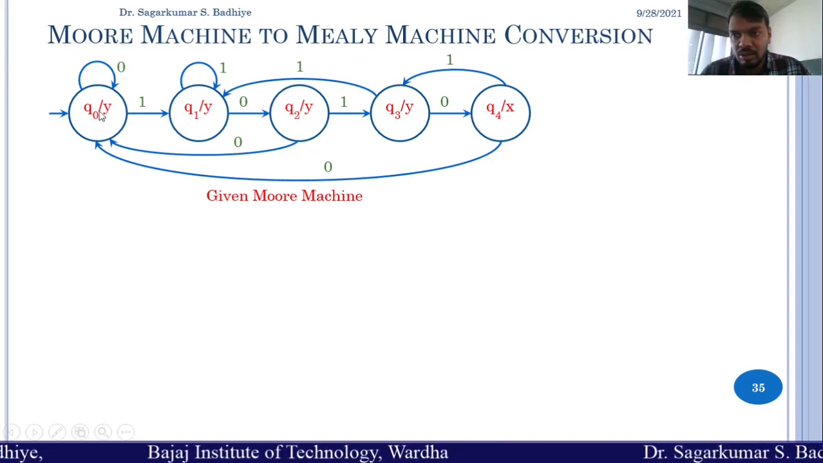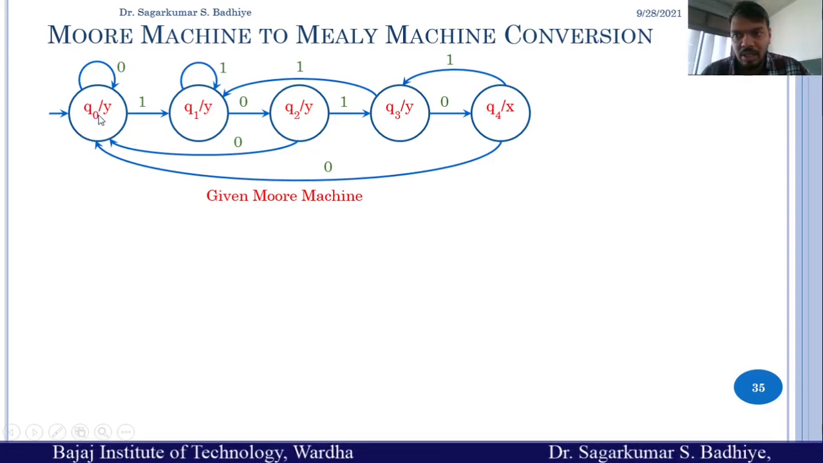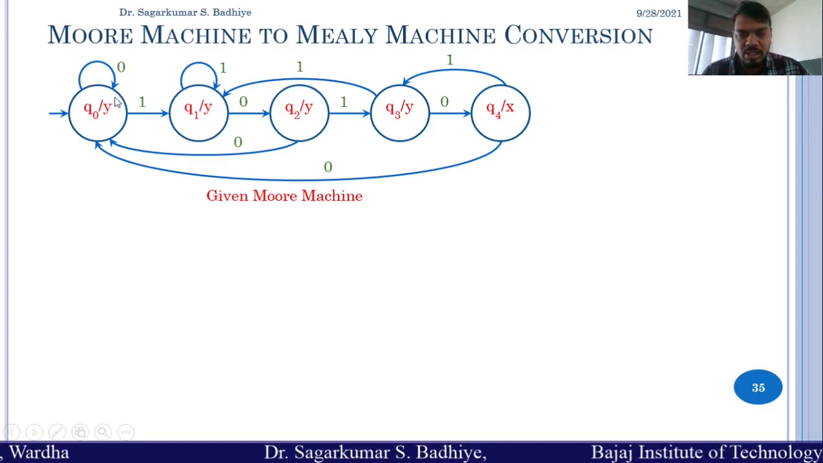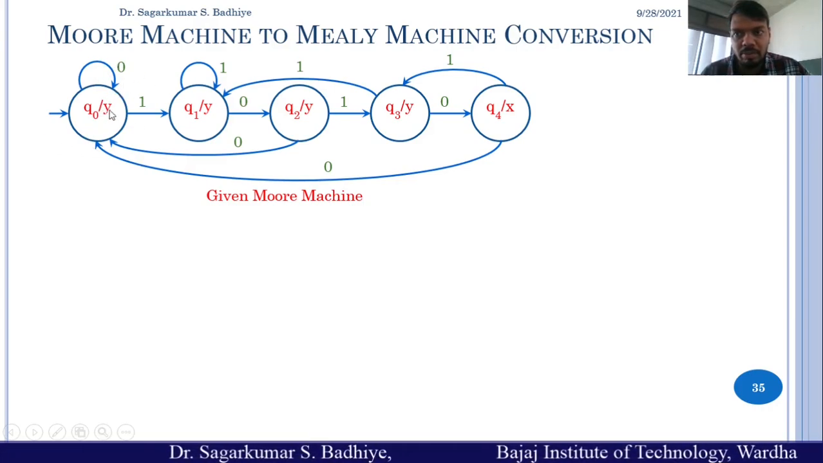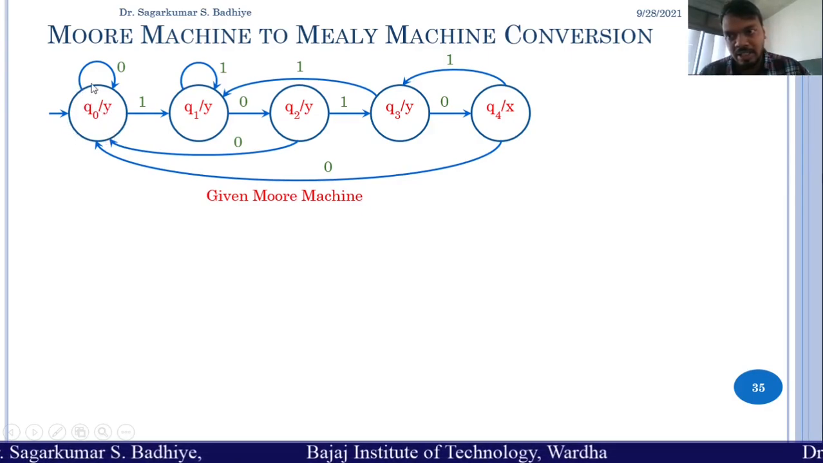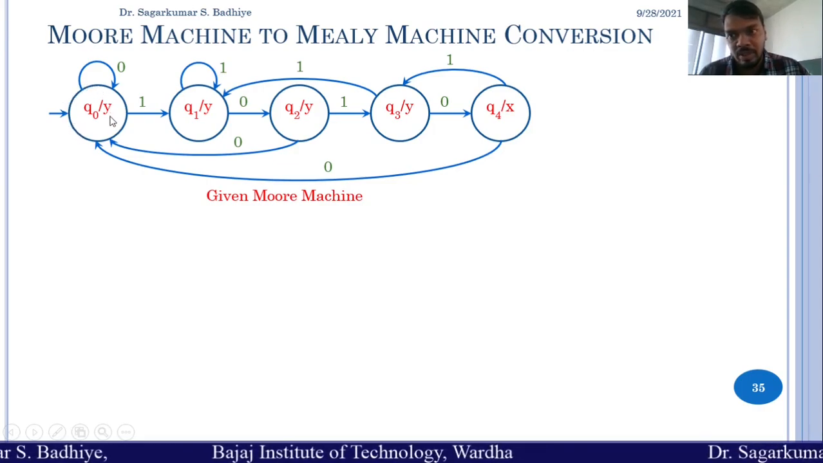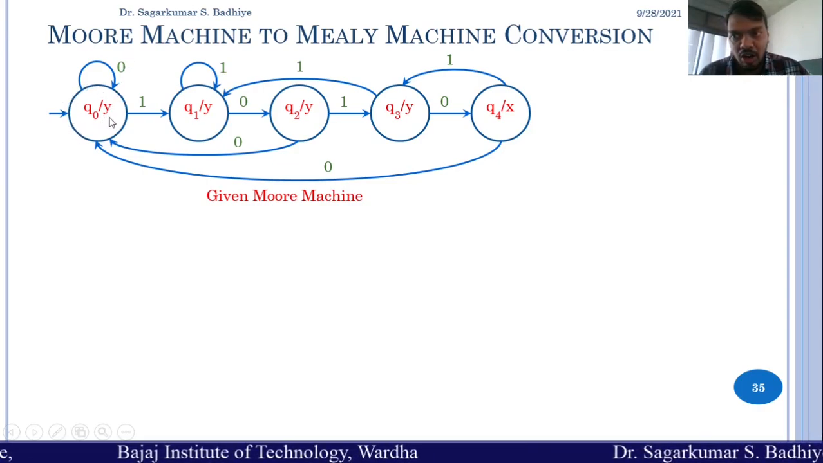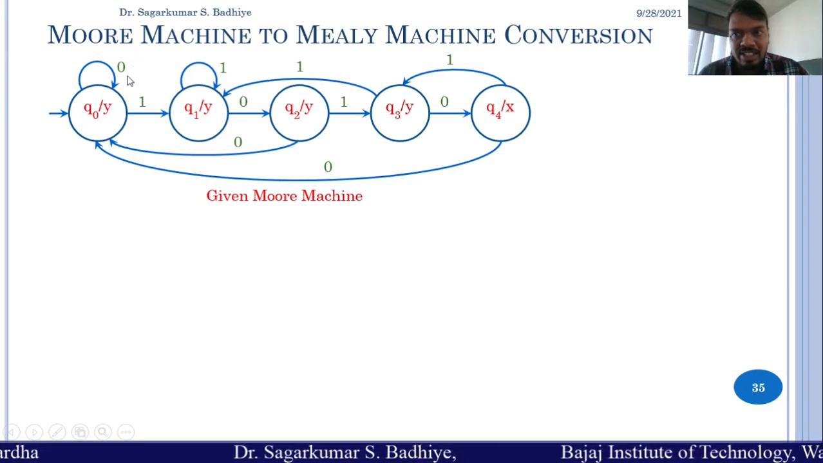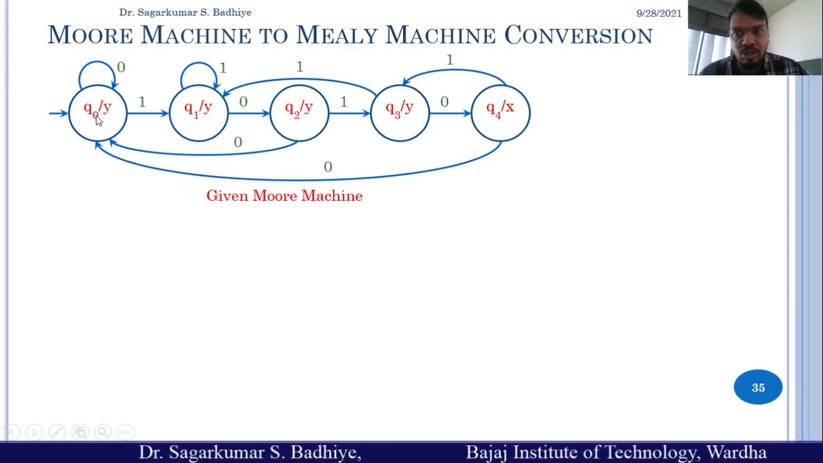Then you know that this state is representing an output y, and in case of Mealy machine the output is on the transition, right? So the simplest way to convert a Moore machine to equivalent Mealy machine is to check for the inward transitions. Whichever transitions are inward to a particular state, on that transition add the output of the particular state, right? So here q0 is having an output y, so you should add an output y on all the transitions that are inward towards q0, right?